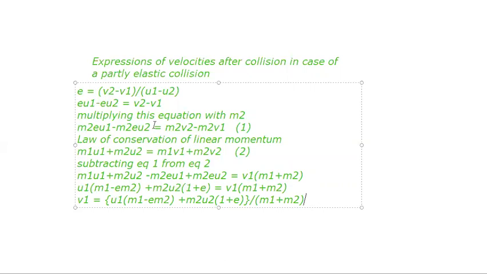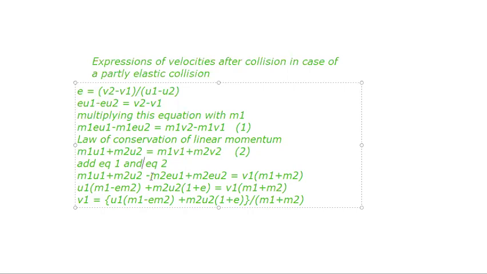And v2 you can easily find out if you multiply the first equation with M1. If you multiply this first equation with M1, then instead of M2 you have M1, and you have M1 v2 minus M1 v1, and this is the second equation. Now, instead of subtracting equation 1 from 2, you add equation 1 and 2.